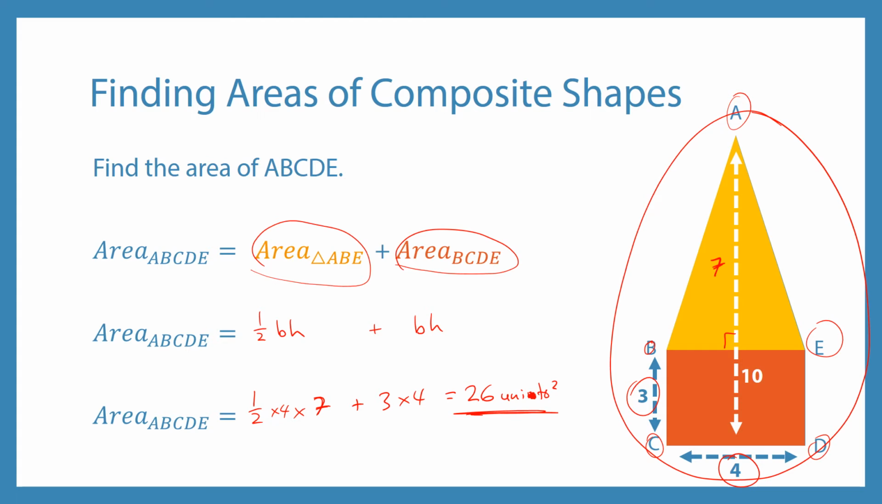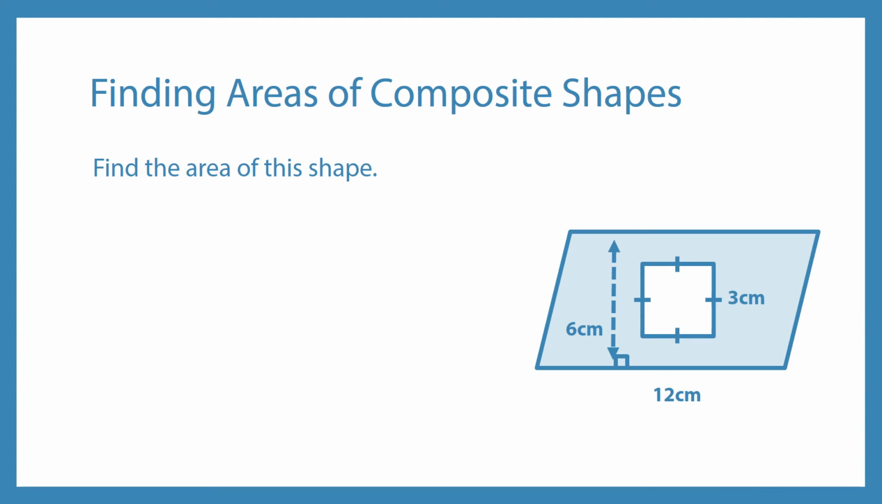So here we found the area of this triangle, and then added the area of the rectangle to get the final area of the entire shape. This time we have a similar question, except we're going to have to take away this area that's been cut out. So we're going to end up with the area equals the area of the parallelogram minus the area of the square.